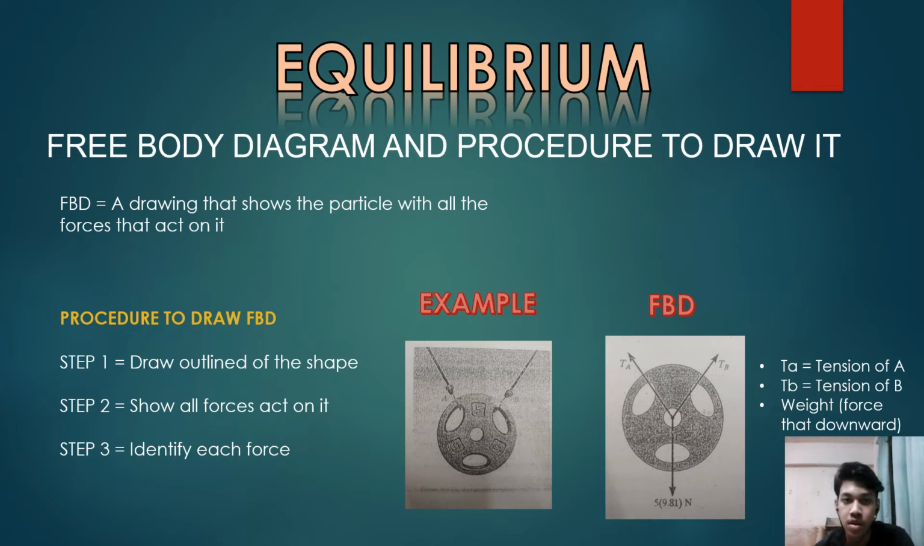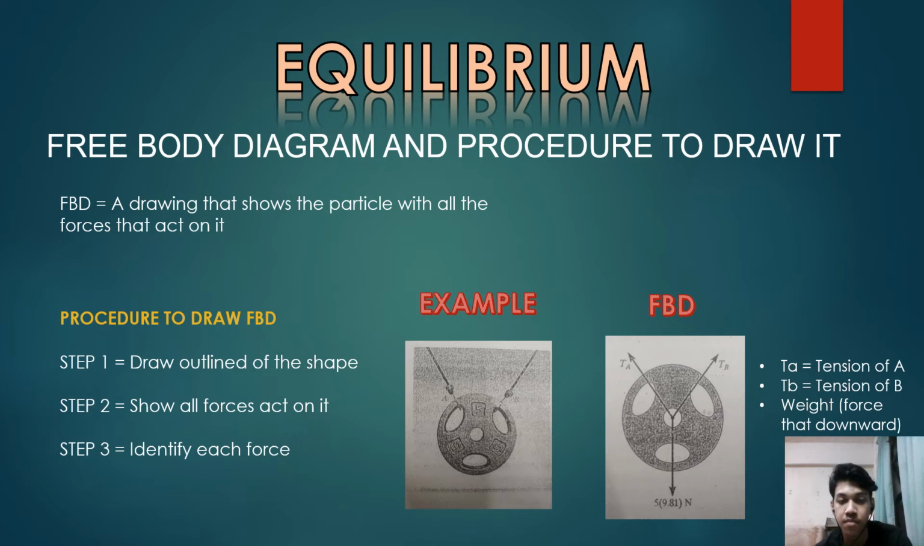Next, we are going to talk about the free body diagram and a procedure to draw it. Basically, a free body diagram is a drawing that shows the particle with all the forces that act on it. So right here I have 3 easy steps of procedure to draw a free body diagram. The first step is to draw the outline of the shape. But if we don't want to draw the outline of the shape, we can also just put a big dot where the center of the forces act on it. Next, the second step is to show all forces that act on it, and the last step is to identify each force.